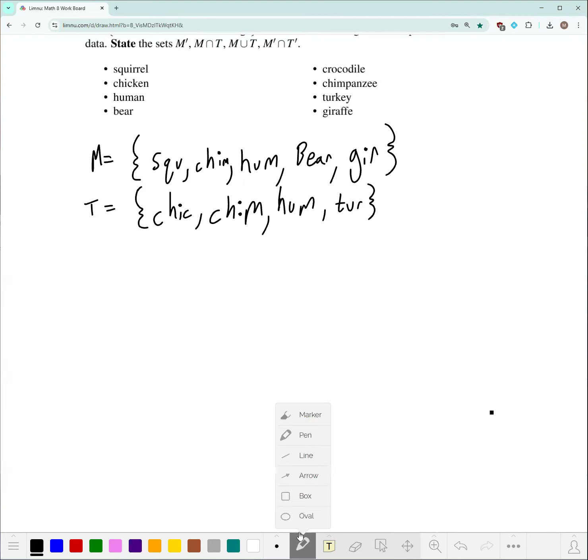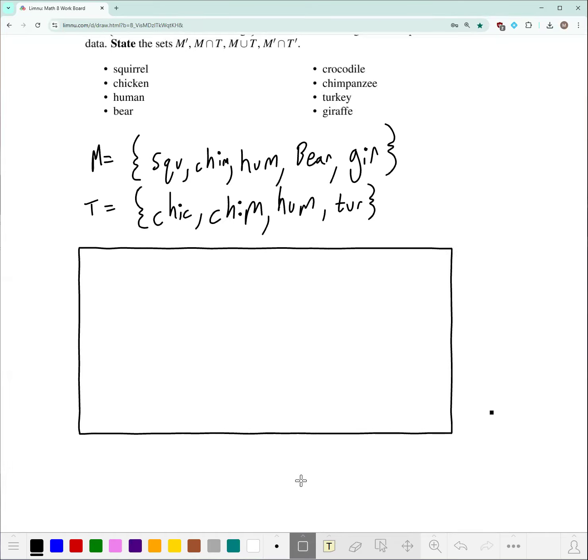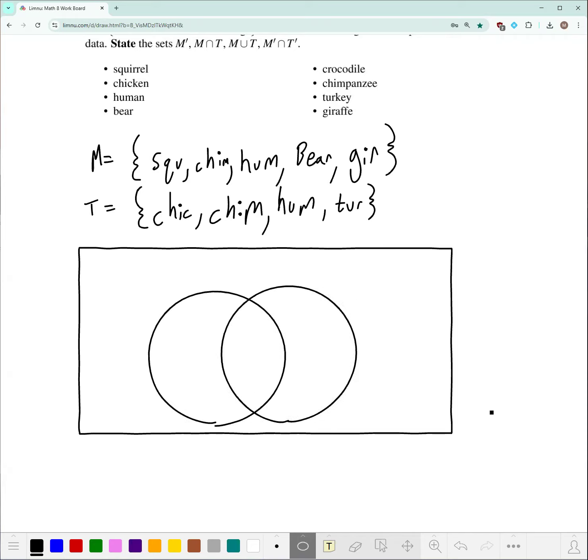When I said earlier you need to have proper drawings, this is the proper way that you can draw a Venn diagram. All right. Notice that there is a box, and that box is our universal set. So this we're going to say is U. Okay. Then I have two circles. One will be M and one will be T.